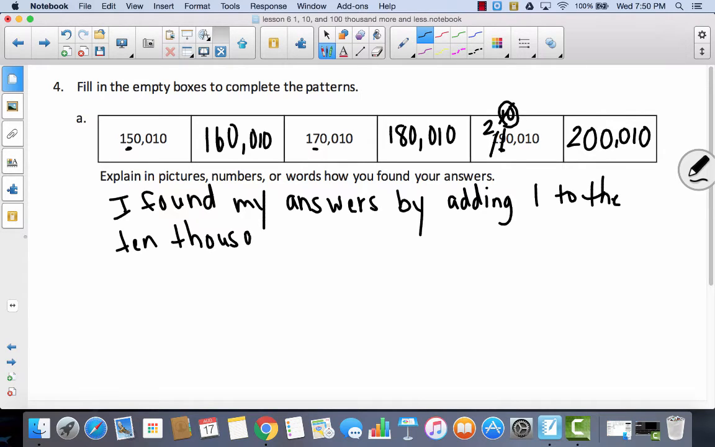Add 1 to the 10,000s place. That's an apostrophe, by the way. All right, so let's take a look at B.